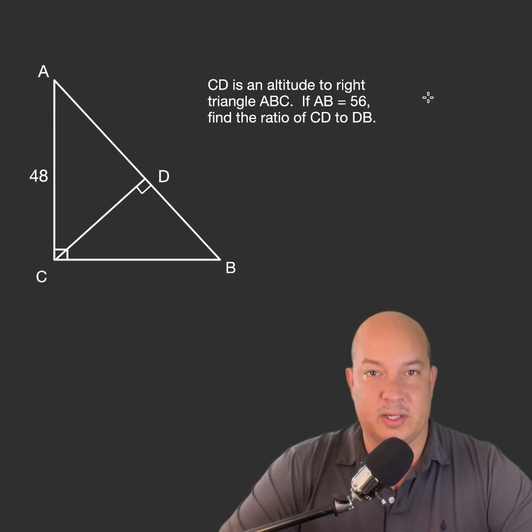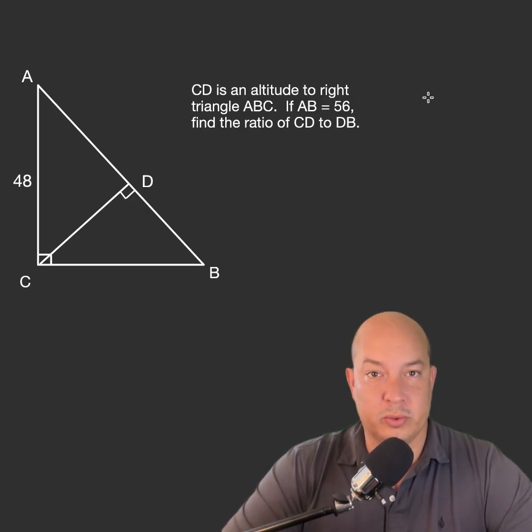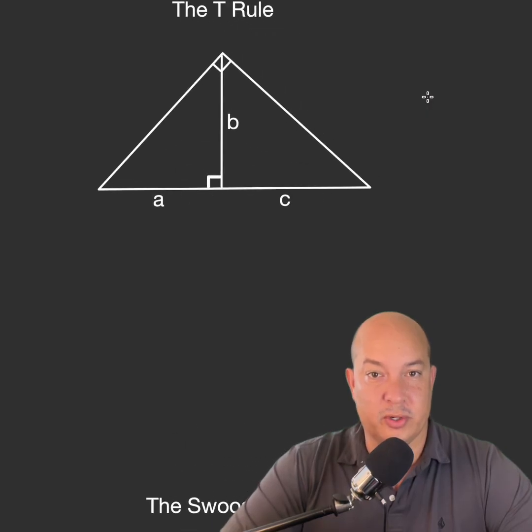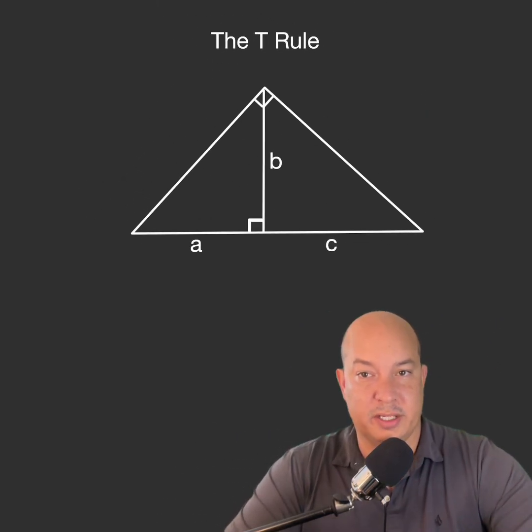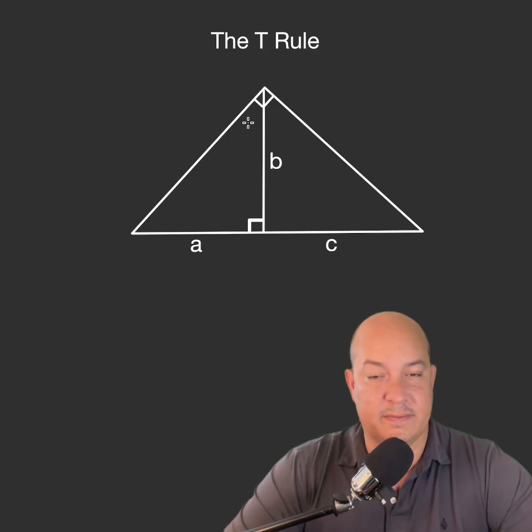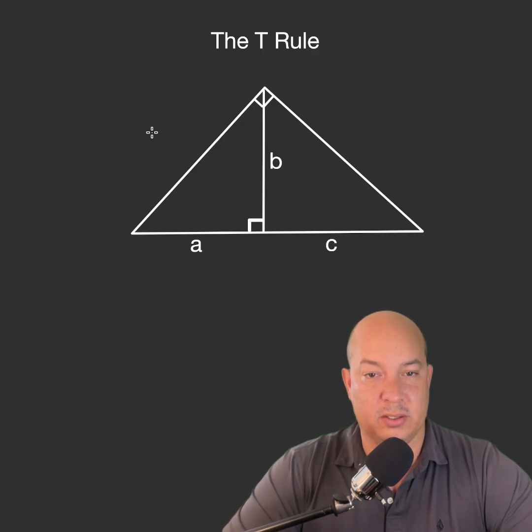All right, let's go ahead and start answering this question now. Before we get into the specifics of this question, let's talk about two rules that you need to know for your next SAT. The first one is this one. We call it the T rule. It says that if you have an altitude to the hypotenuse of a right triangle, which is what this question type is all about.